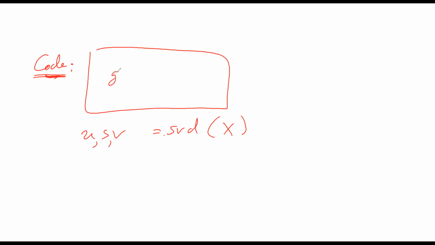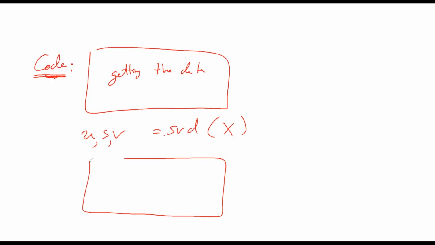There's basically one function, right? You call it singular value decomposition, you give it X, and guess what? It gives you U, S and V. That's it. The hardest part is really getting the data, getting the data X basically. And then once you have U, S, V, recommending.